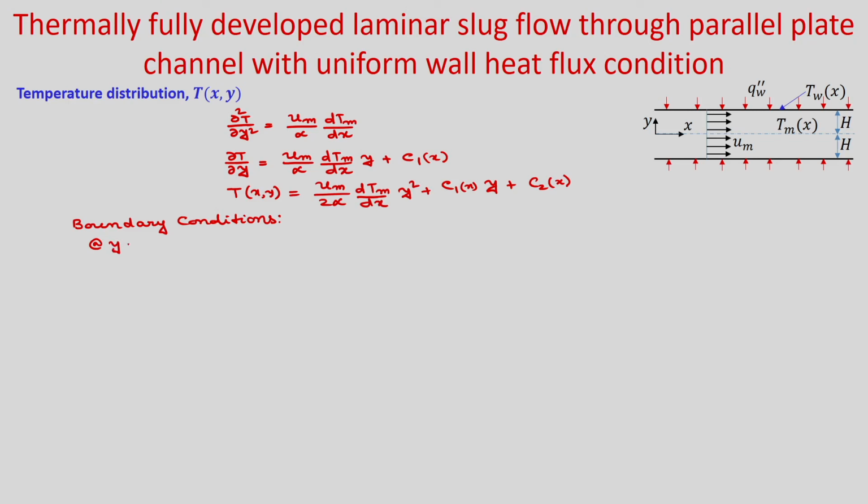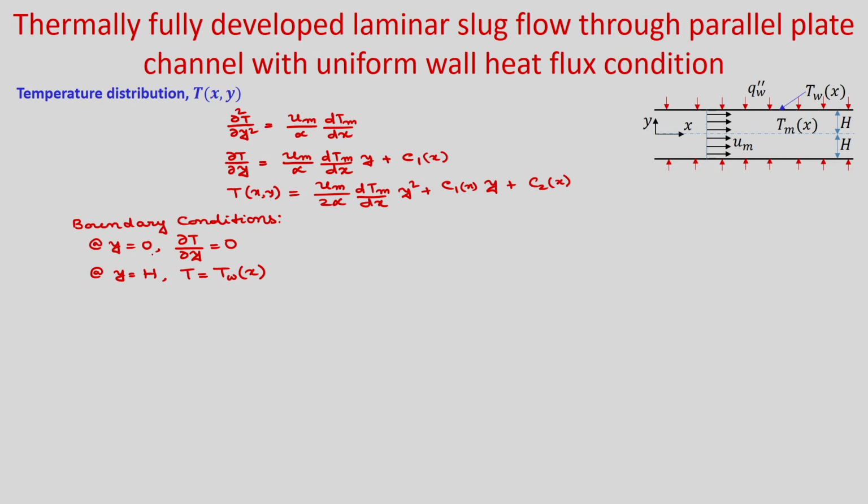So, one boundary condition is that at y = 0, you have ∂T/∂y = 0. And another boundary condition at y = h: you can have temperature T = T_w, which is a function of x. So, we are assuming that you have wall temperature T_w which varies in the axial direction, and that is T = T_w at y = h.